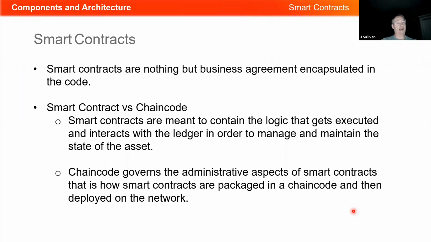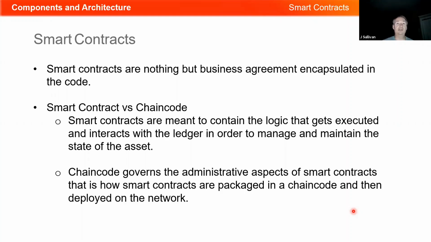And we have our smart contracts. So smart contracts are nothing but business agreements that are encapsulated in code. Sometimes I think of them as applications. They're special applications because they are committing transactions. So smart contract versus chain code: smart contracts are written in chain code.